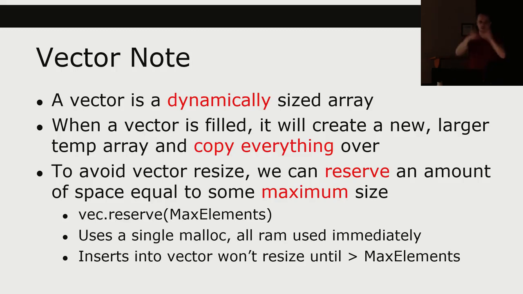So it uses a single malloc, right? Probably uses realloc. And then all the RAM is used immediately. So the downside is that this vector is now quite large with nothing in it. So we're using that memory before we're using the memory. But this means that inserts into the vector will not reallocate the vector until we get to that max number of elements. So for example, if I know I'm really never going to have more than 10,000 entities on the screen, then the first thing you do is reserve 10,000 in that vector, and you're pretty much good to go, right?